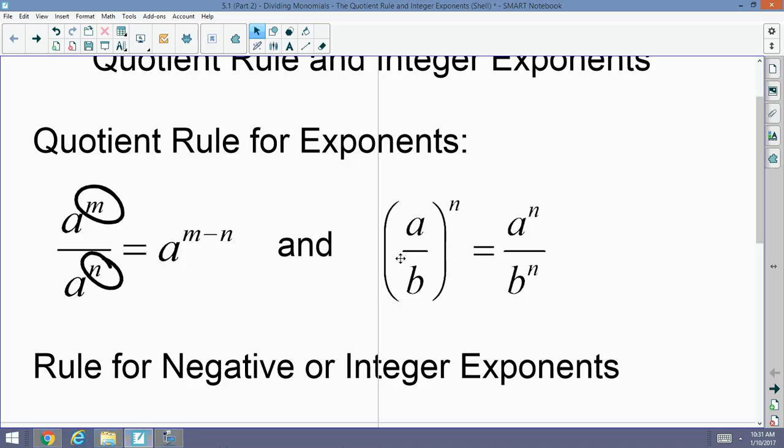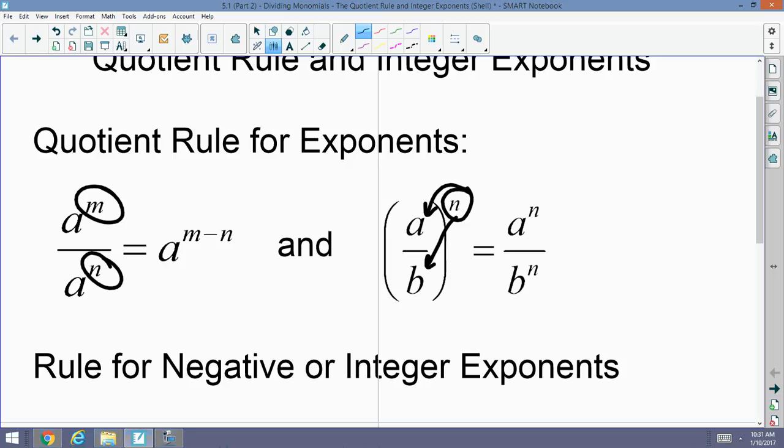And we learned the power rule yesterday, and the power rule can extend to division. What the power rule states in division is exactly what it stated when we were multiplying. When I have a over b raised to the n power, I'm going to literally distribute this outside exponent to every single term or value inside of the parentheses. So this will become a to the n over b to the n.